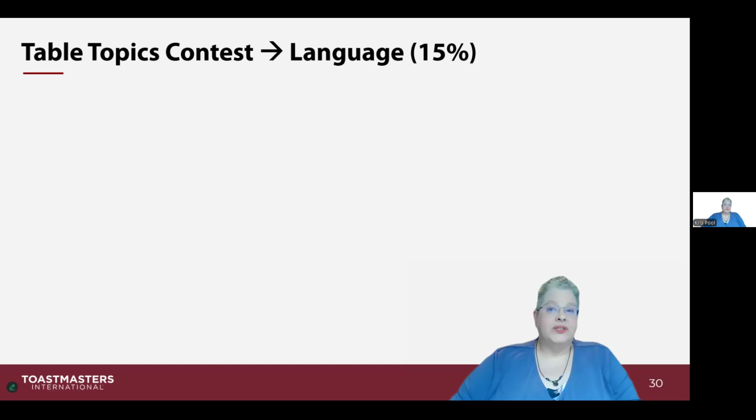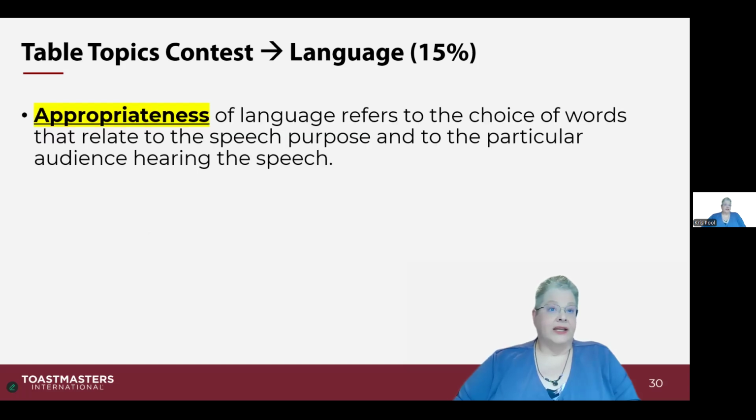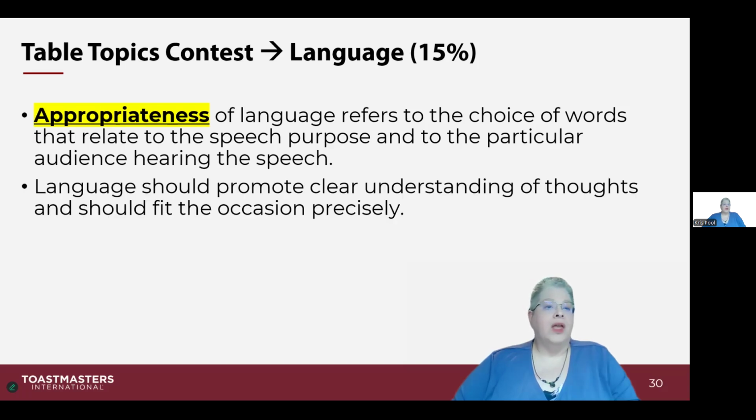The remaining 15% of the total score revolves around language. Language is broken down into the appropriateness and correctness of the language and words used by the contestant. Appropriateness is the reference to the choice of words that relates to the speech purpose and to the particular audience hearing the speech. It should promote a clear understanding of thoughts, and it should fit the occasion precisely. You can score up to 10 points for the appropriateness of the language.